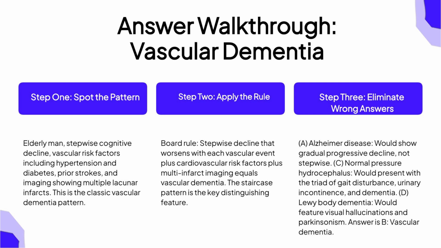Now, let us eliminate wrong answers. Choice A, Alzheimer's disease, would show a gradual progressive decline, not a stepwise pattern. Choice C, normal pressure hydrocephalus, would present with the classic triad of gait disturbance, urinary incontinence, and dementia. Choice D, Lewy Body Dementia, would feature visual hallucinations and Parkinsonism. The answer is B, vascular dementia. Remember, on the boards, a stepwise decline plus vascular risk factors equals vascular dementia.